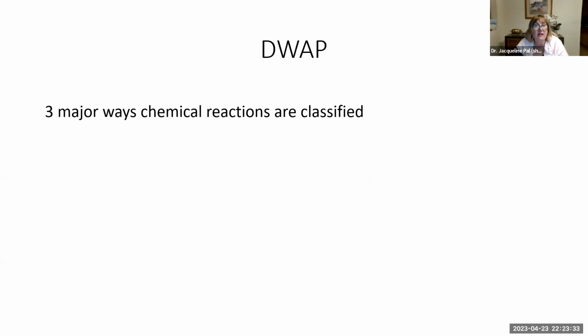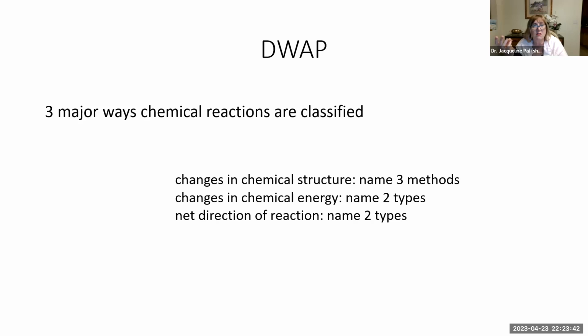So here's what I'd like you to do. Stop the video and work on this sheet. What are the three major ways that chemical reactions are classified? What are the three methods of changes in chemical structure? How do they differ? What are the two types of chemical energy? How are they different? And what do we talk about regarding net direction of reactions, and two types of that?